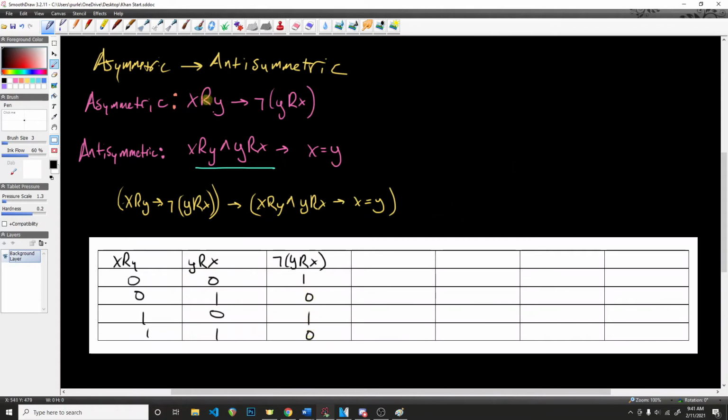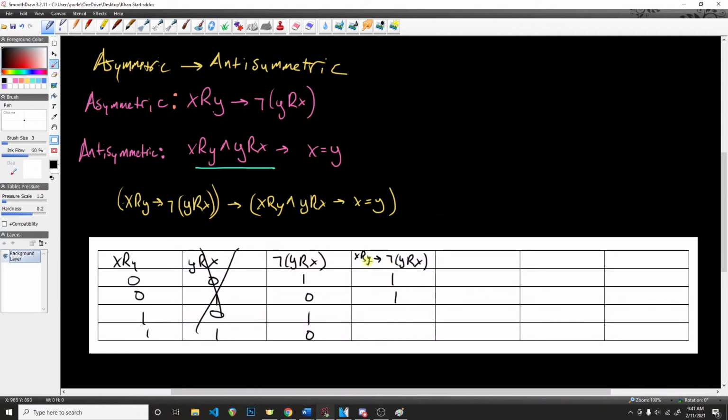Then we want to look at where XRY implies not YRX. Here's where I'm going to start running out of room. XRY implies not YRX. So we're ignoring this column here. We're only looking at XRY here. So XRY is going to be 0 and 0, so it doesn't matter what YRX is. We're going to say that this is vacuously true because our premise is false. So that's going to be a 1 and a 1.